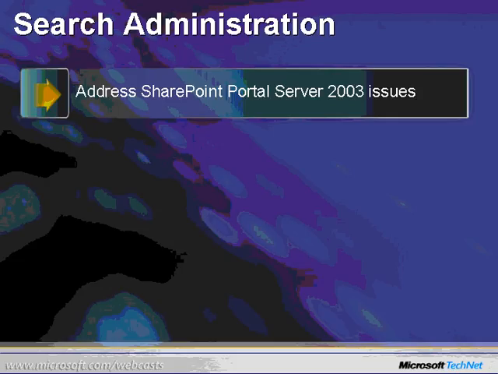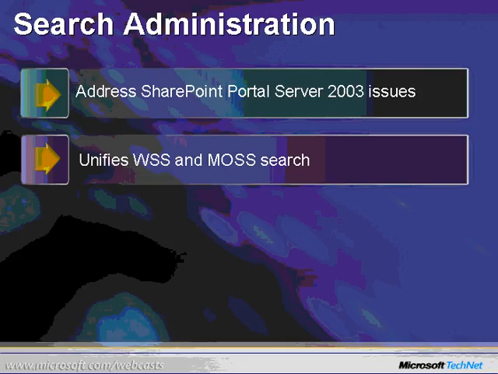What does that allow you to do? It allows you to have a scope that has multiple index sources inside of it. And actually, we'll show you that today, and we'll take a quick little tour. So that's one of the things we've done, among others. We actually unified Windows SharePoint Services and the MOSS search, the actual search engines.